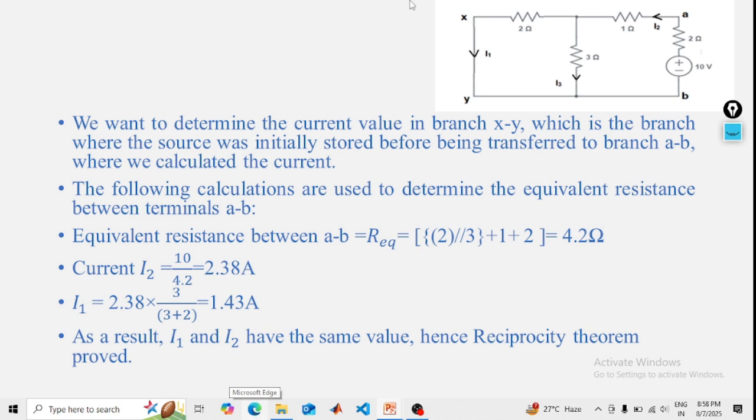Remember, the reciprocity theorem is applicable only for a single source element, and if you change this source to another place, then after changing the source you will get the same current. So that is the reciprocity theorem.